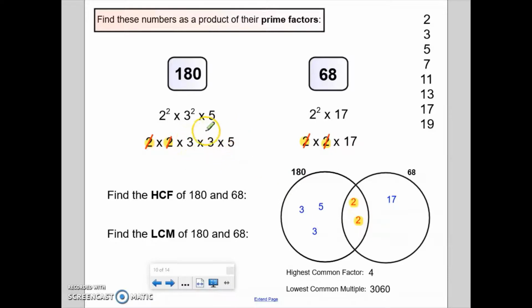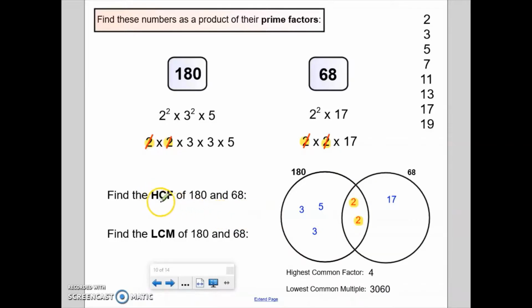Numbers I'm left with here, 3, 3, and 5, get placed in this circle, because that is the circle represented by 180. And the number 17 gets placed in the circle represented by the 68. So now I've placed the numbers into the Venn diagram, I can go ahead and answer the questions.